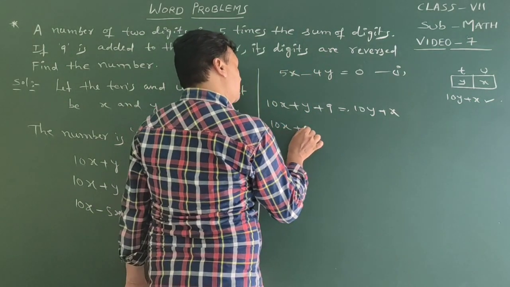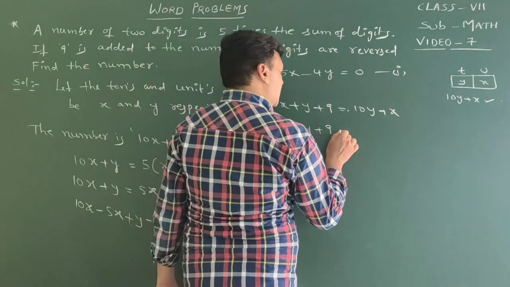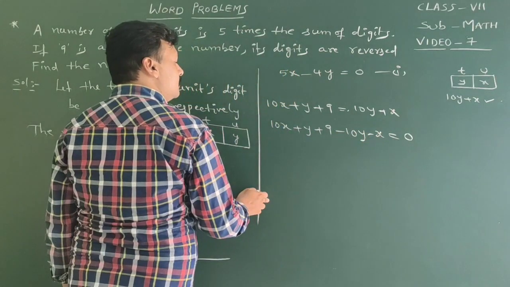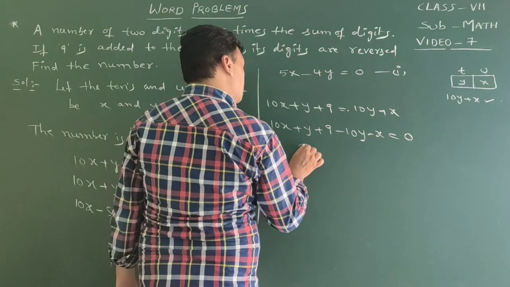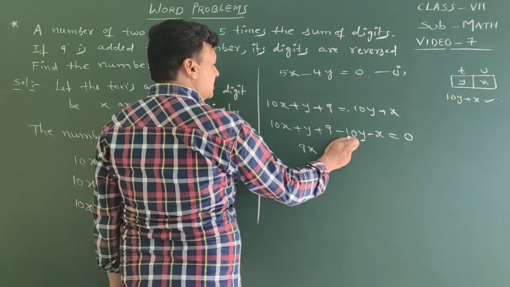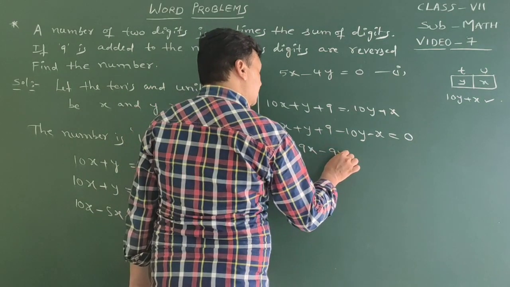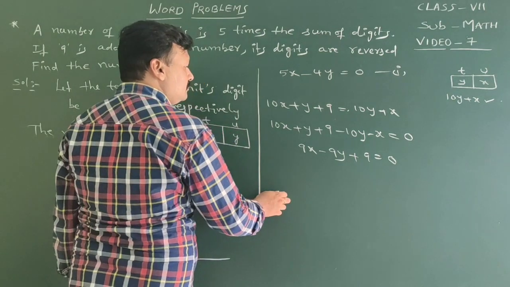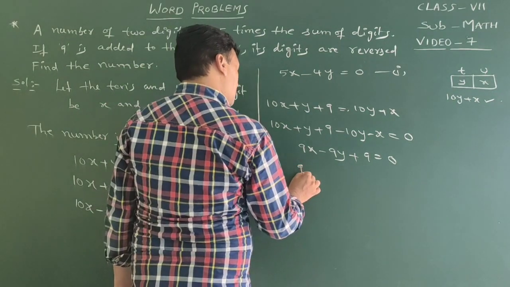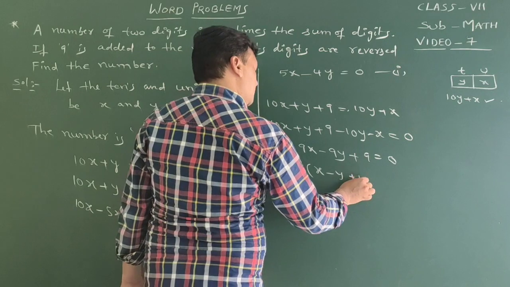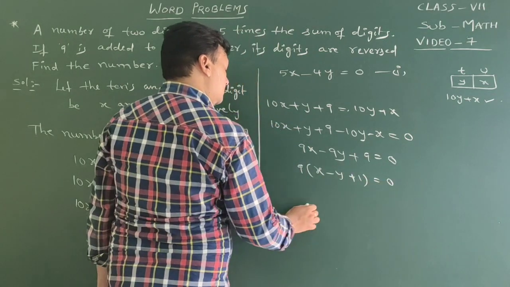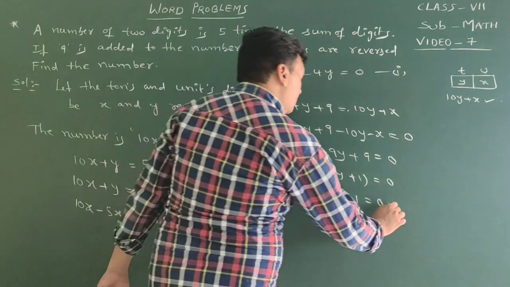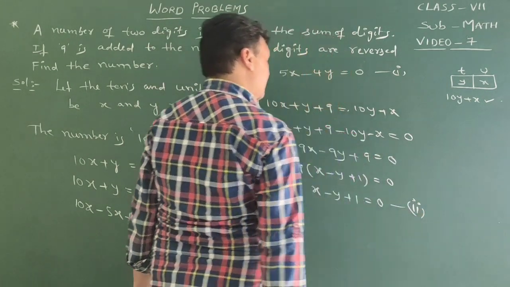Now 10x plus y plus 9 minus 10y minus x equal to 0. Now 10x minus x equal to 9x, minus 10y plus y equal to minus 9y, plus 9 equal to 0. Now 9 common, x minus y plus 1 equal to 0. x minus y plus 1 equal to 0 is the second equation.